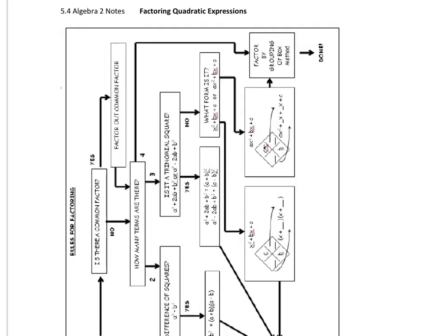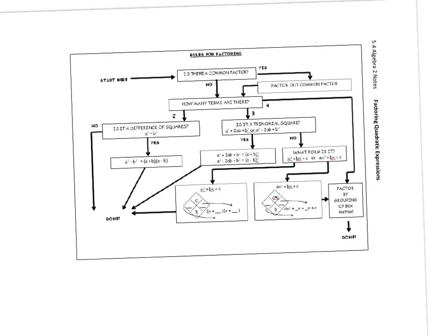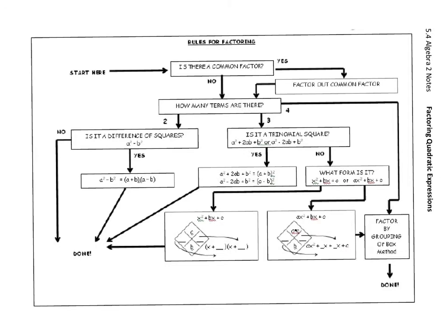Okay, so this chart right here goes through factoring. It's kind of a flow chart that you can use when you're factoring. So every time that you factor, you always want to see if there's a greatest common factor. Every time, whether it's 2 terms, 3 terms, 4 terms, 5 terms, you need to look to see if you can divide something else out.